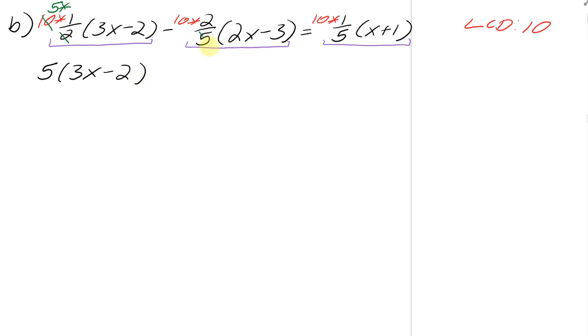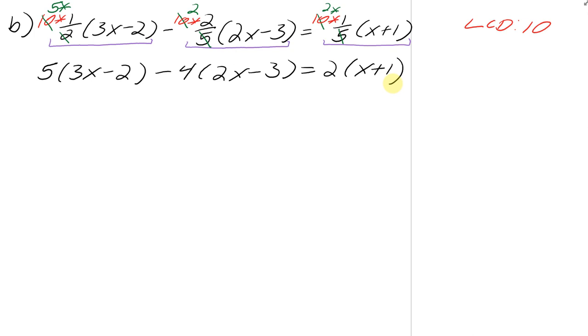Moving on to the next part, 5 goes into 10 twice, so now I'm left with 2 times 2, so that's 4. So then I'm going to subtract this off, 4 times 2x minus 3. I'll worry about the distribution later. And then 5 goes into 10 twice, so it's 2 times 1. 2 times 1 is 2, and then this leaves me with x plus 1. So there is kind of the problem.